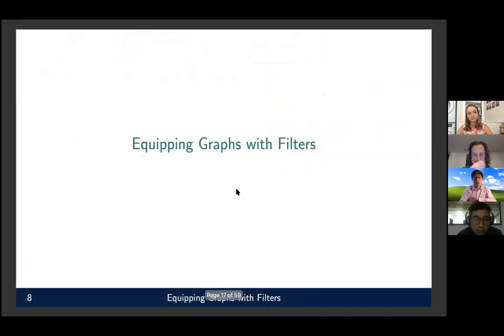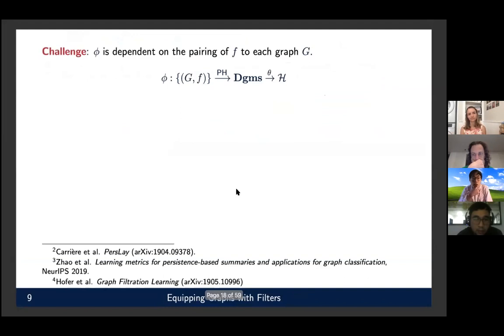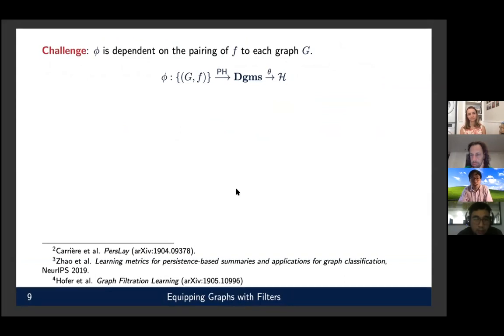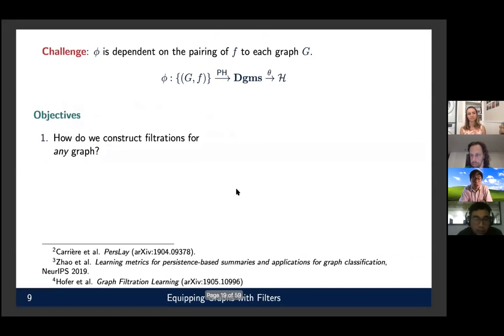So let's talk about how, given this extended persistence, and we know how to map graphs to persistence diagrams, we equip graphs with filters. So the real challenge is, we've got this map from pairs of graphs and filter functions to diagrams. How do we construct a pairing if we only see a naked graph? And we want this construction to be sufficiently general such that it works for any graph. An obvious difficulty is that the graphs in your dataset might have different numbers of vertices and different numbers of edges.